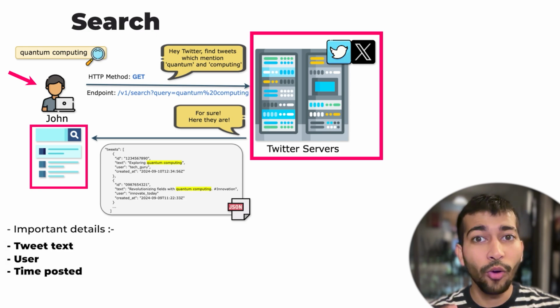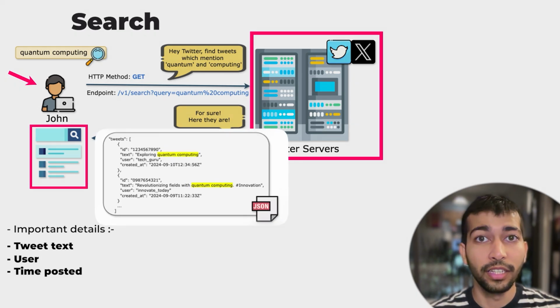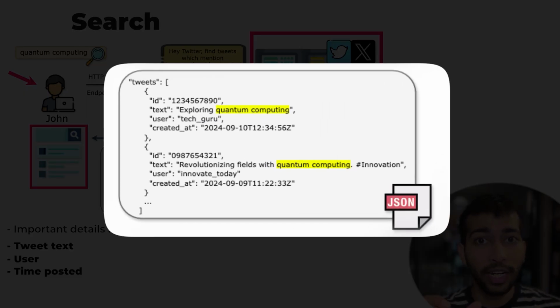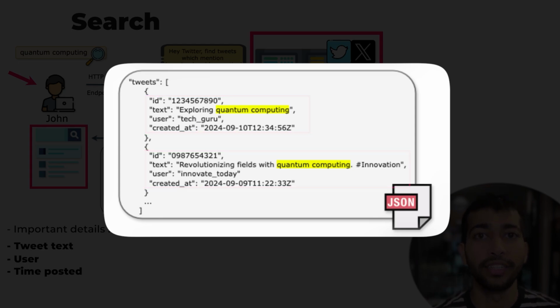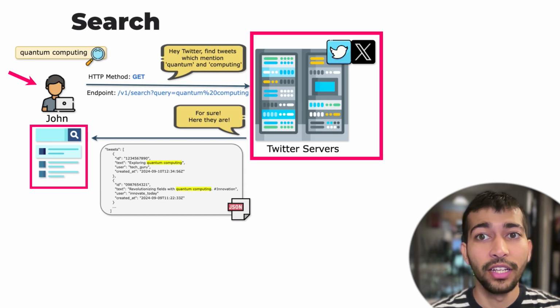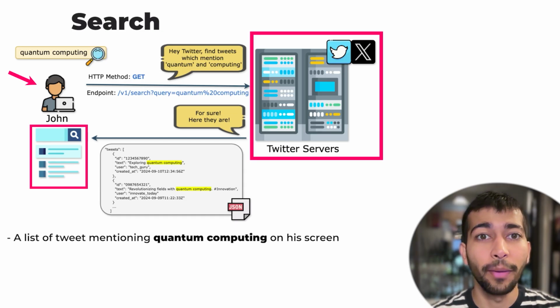Here's an example of what John might receive. The JSON would look like this: tweets, and then a list of tweets. In each of the brackets you see, these are the different tweets. One of the tweets is saying "Exploring quantum computing", while the other is saying "Revolutionizing fields with quantum computing" with a hashtag. So after all of this, John can see a list of tweets mentioning quantum computing on his screen.